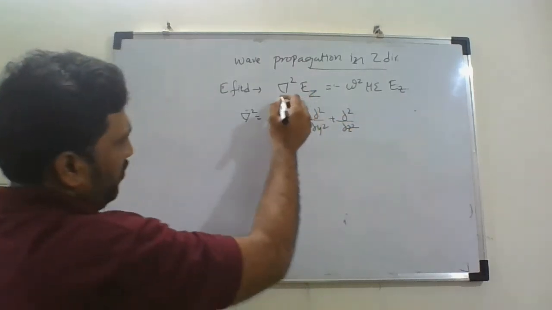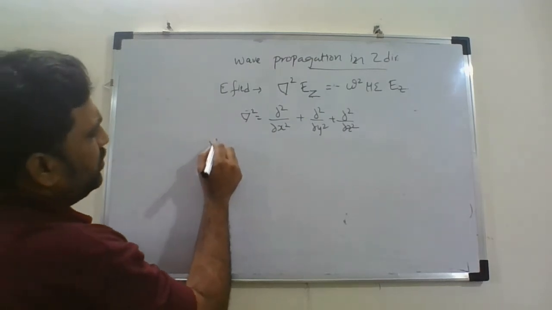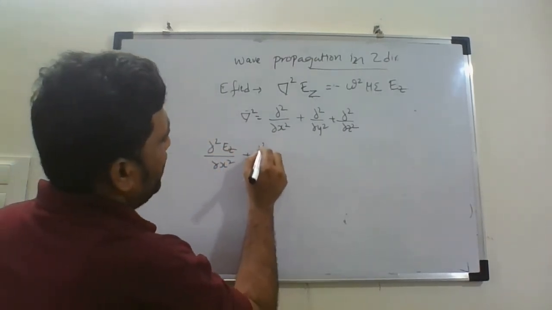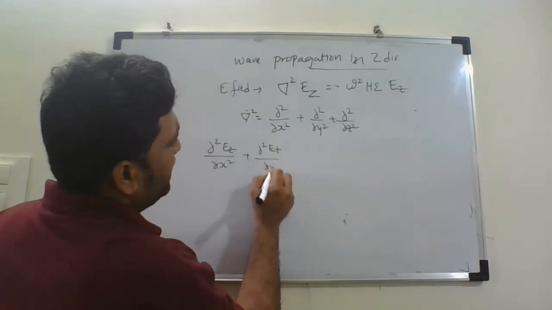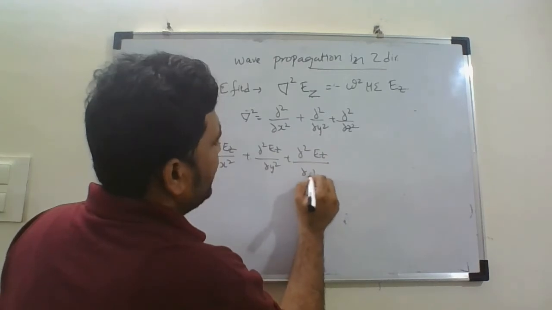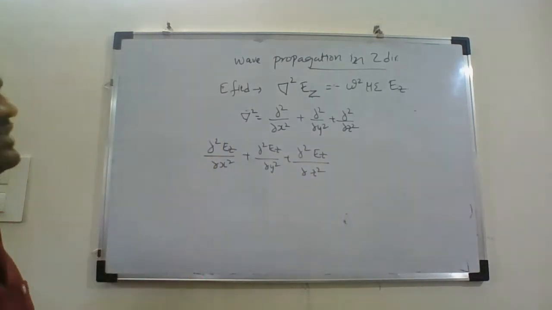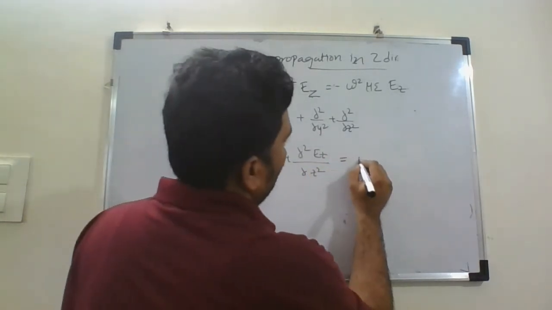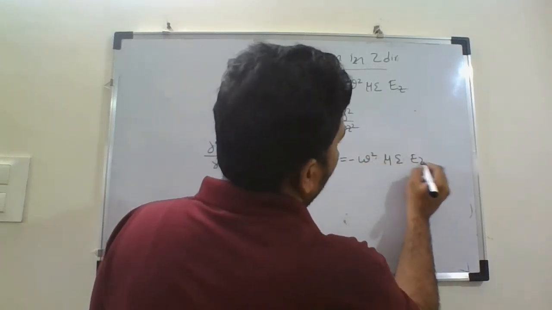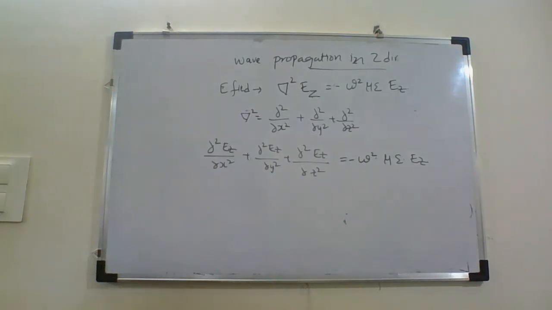Therefore, del square Ez is equal to ∂²Ez/∂x² plus ∂²Ez/∂y² plus ∂²Ez/∂z², which is again equal to minus omega square mu epsilon into Ez.